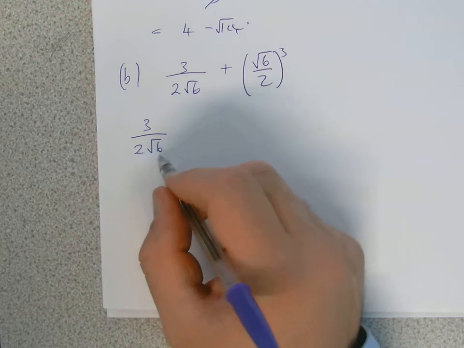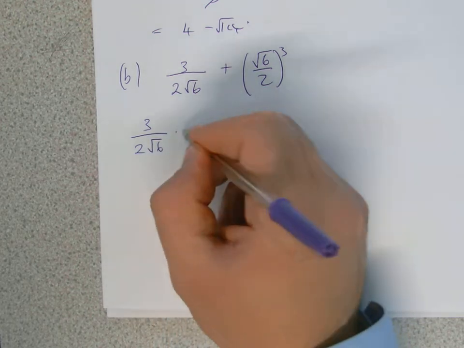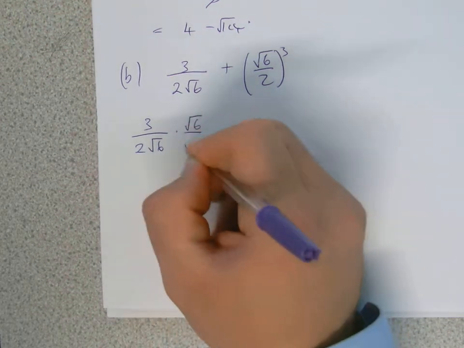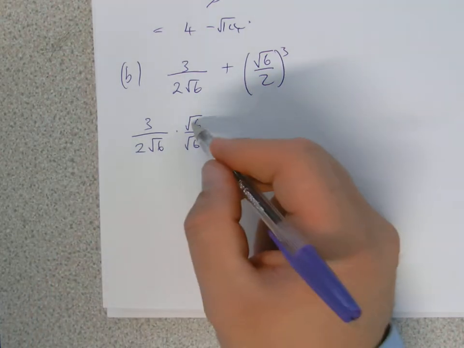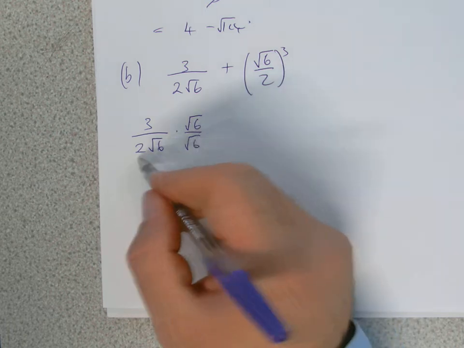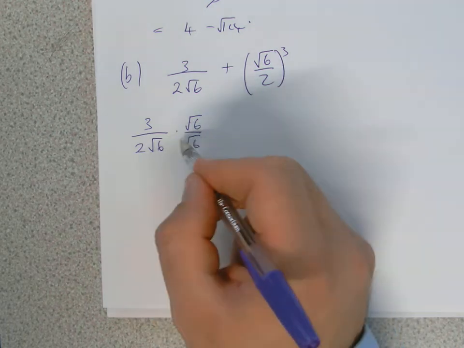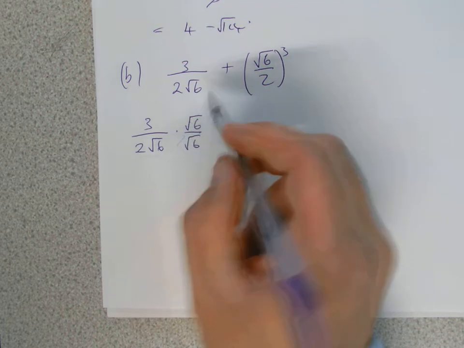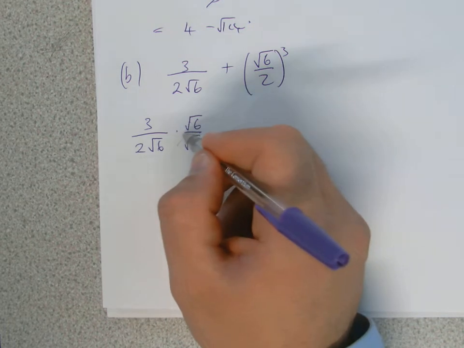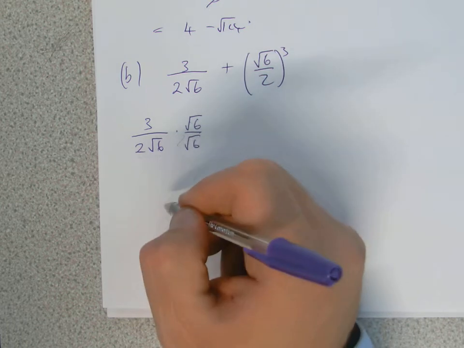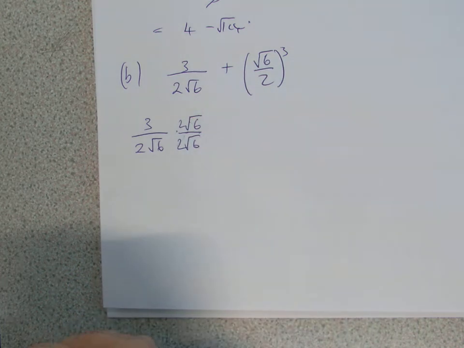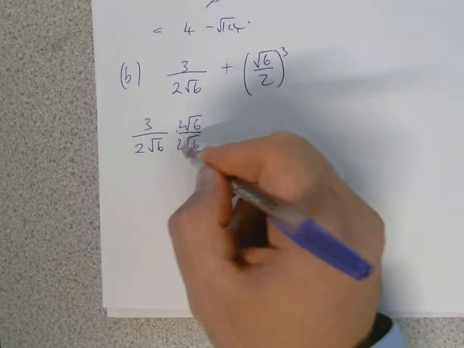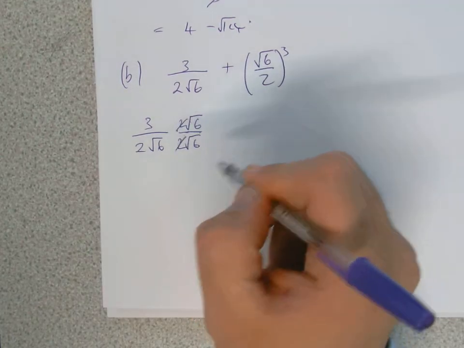you just got one term here, haven't you? You've got 2 root 6. So you can multiply it by root 6 over root 6. Alright, that will rationalize it. You could multiply by 2 root 6 if you wanted to, but you don't actually need to do that, because you'd end up with the same answer as what I'm doing here. If I did 2 root 6 on the top, 2 root 6 on the bottom, the 2's would end up cancelling, so you don't need to do that.